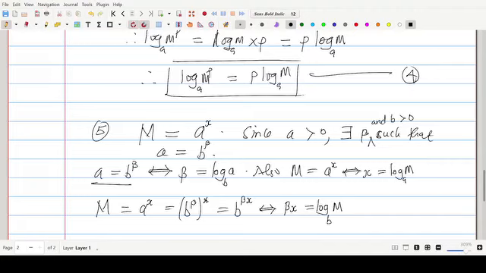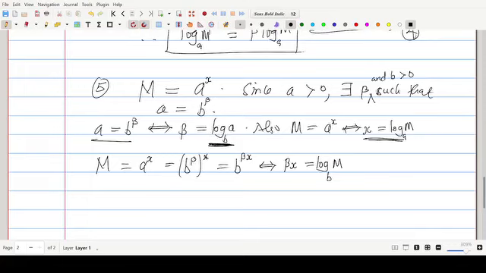Now listen, we have beta x, the product of beta and x. Don't forget that beta is log to the base b of a, and x is log to the base a of m. On substituting these expressions, we have log to the base b of a, multiplied by log to the base a of m, equals log to the base b of m.